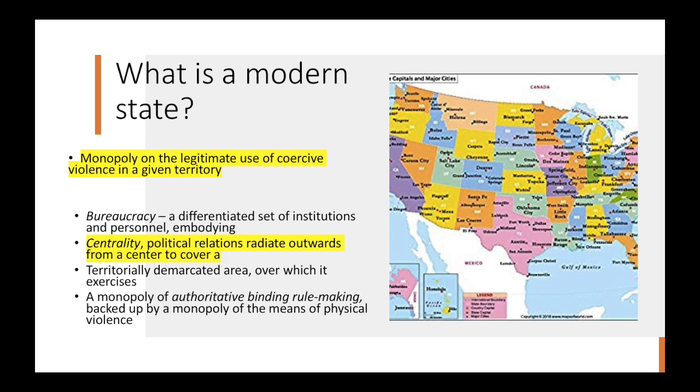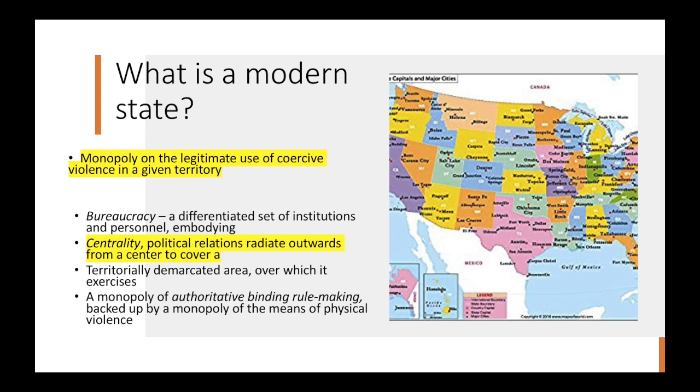So the world today is comprised of a series of nation states, and we'll get into the nation concept when we talk about nationalism in Unit 6. But for right now, we're just going to focus on the creation of a state. And so the state is completely different from the feudal system. A state, first of all, what is it? It's the monopoly on the legitimate use of coercive violence in a given territory.